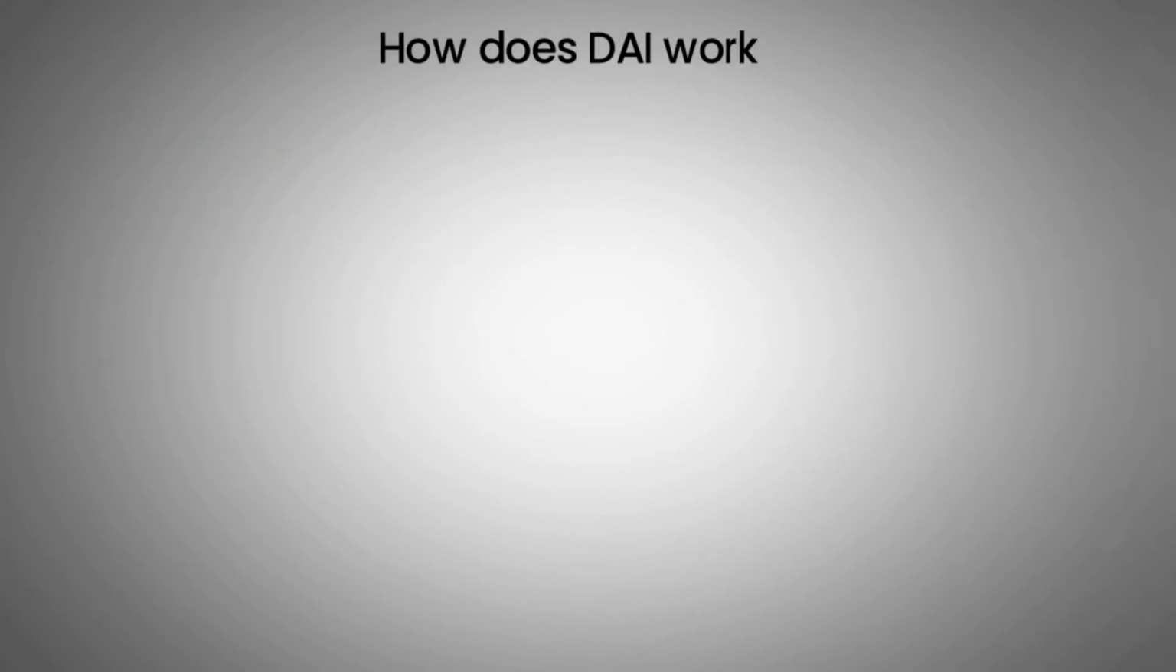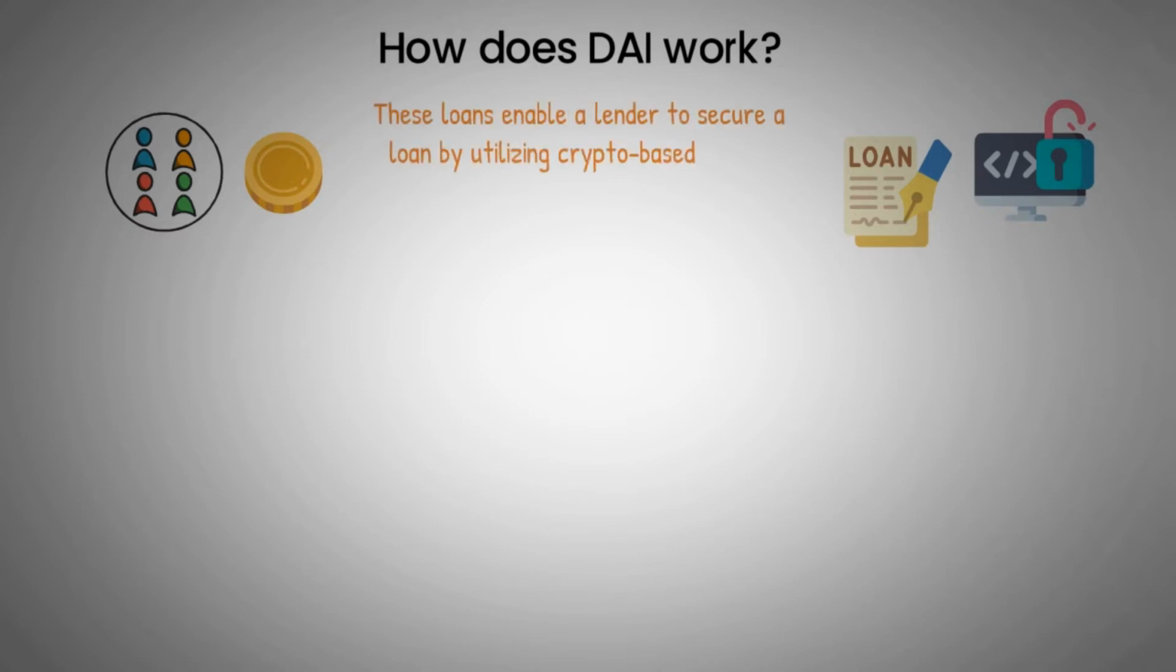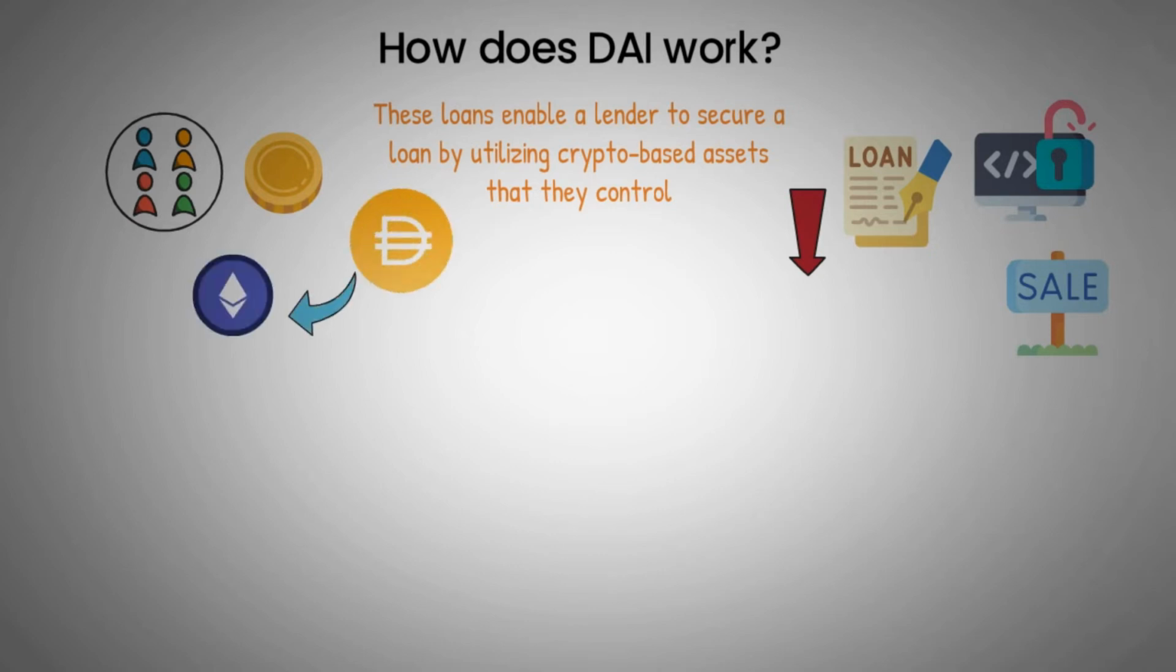How does DAI work? DAI is built on the Maker Protocol, which enables nearly anybody to create stablecoins using several cryptocurrencies as collateral. This protocol is an open source project to run a credit system that allows users to take out loans secured by cryptocurrency. These loans enable a lender to secure a loan by utilizing crypto-based assets that they control. They also offer lower interest rates than unsecured loans because lenders can seize and sell the collateral if the borrowers cannot repay the debt. Likewise, DAI preserves its value by using ETH as collateralized debt.